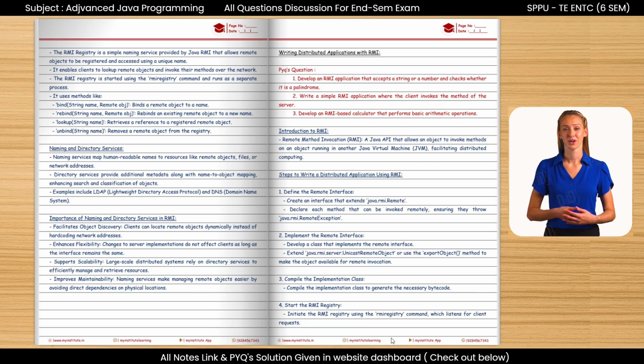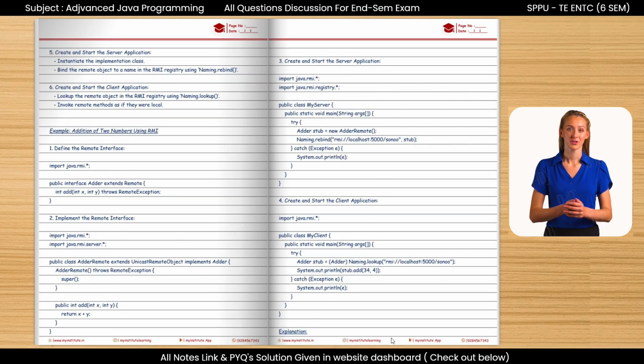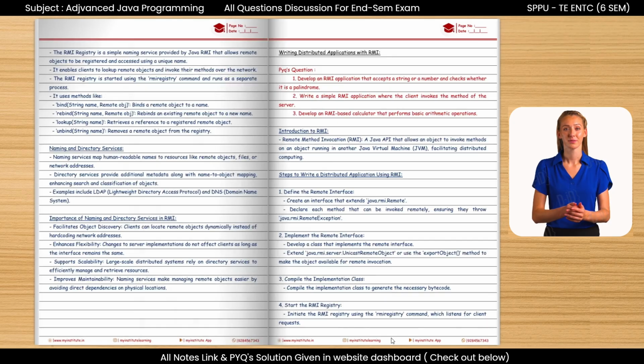Now, let's move on to our next topic, which is developing an RMI application that checks for a palindrome. From this topic, we can expect the question like, develop an RMI application that accepts a string or a number and checks whether it is a palindrome. A palindrome is a word or number that reads the same forward and backward, such as radar or 121. The RMI application takes user input, processes it on the server, and returns whether it is a palindrome.